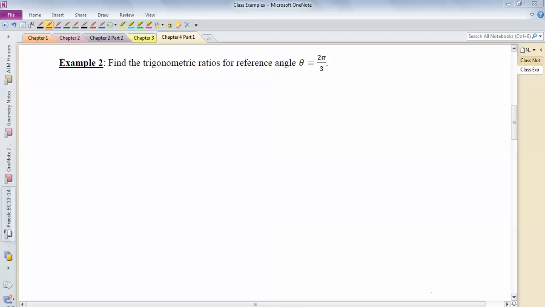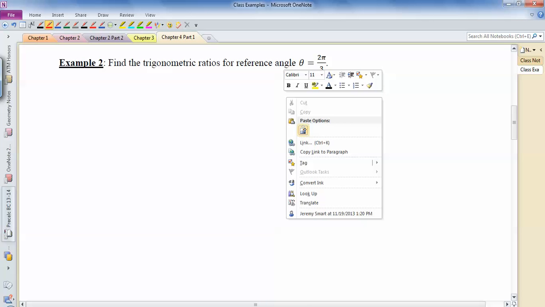Okay, so this is class example number 2 from chapter 4, the trig stuff. And we want to find the different trig ratios for a specific reference angle, 2 pi over 3. Since there aren't degrees written next to it, and especially because there's a pi involved, you can pretty much assume that that's going to be in radians instead. Oops, sorry about that. So it's in radians.